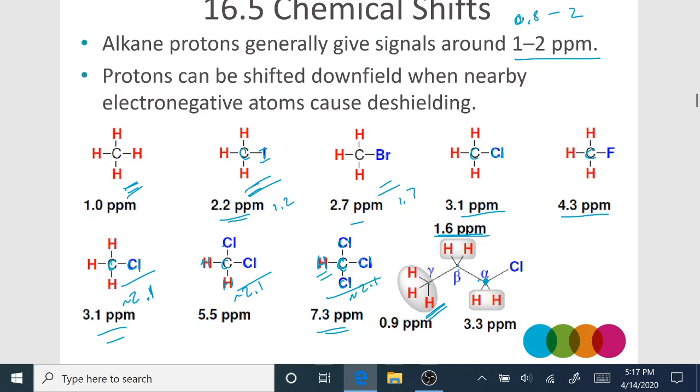Obviously, if we have 4 chlorines, 4 iodines, 4 bromines, or 4 fluorines on the carbon, then we're not going to have any hydrogens on it. So if you don't have any hydrogens, you're not going to see a signal. This is proton NMR, right?